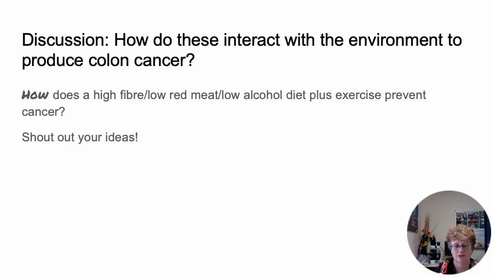Work out how a high fiber, low red meat diet, low alcohol plus exercise can prevent colon cancer. I'll give you a clue. It's to do with colonic transit time, which can be shortened by high fiber and exercise. It's also to do with what carcinogens are generated in the colon by what you eat.